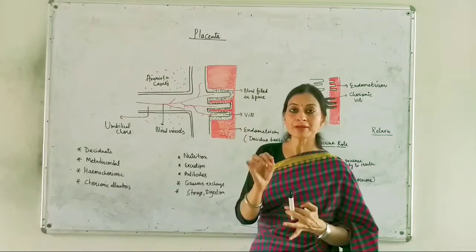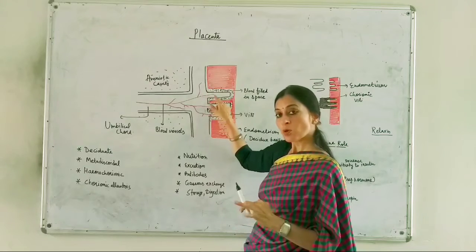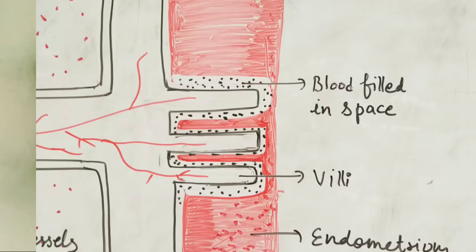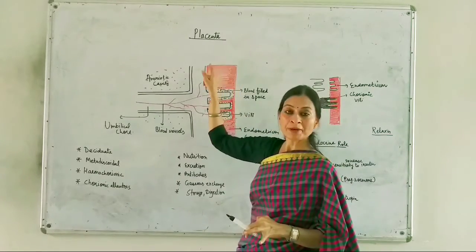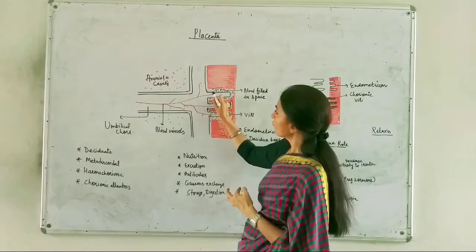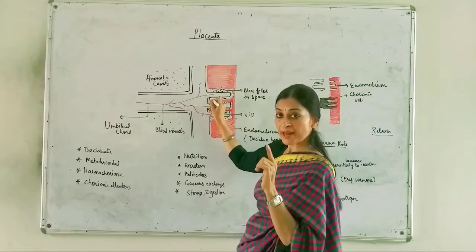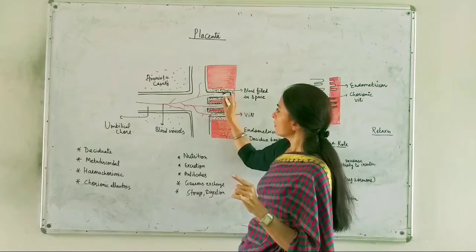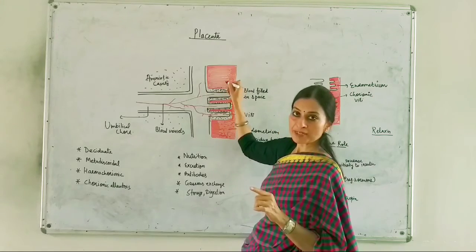You should remember that the blood vessels of the fetus and the mother are not in direct contact with each other. It is not that the blood vessels are entering the endometrium. No. First, the wall of this chorion is a barrier. The chorion is surrounded by the blood, and then the endometrial lining.